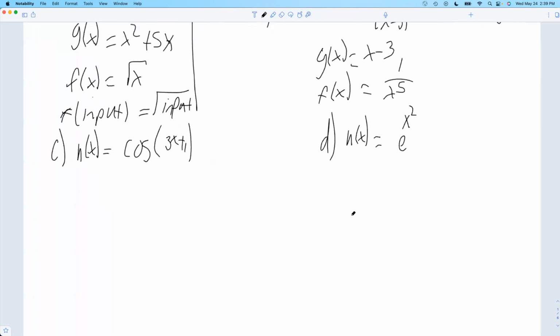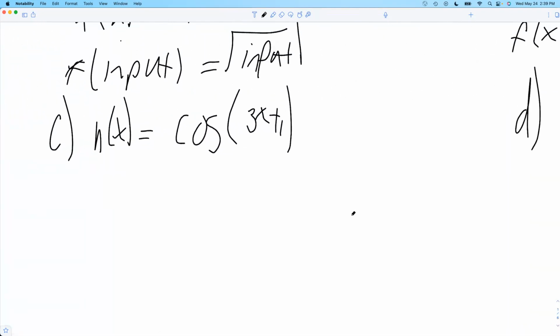Okay, let's look at these guys. I've got h of x as cosine of 3x plus 1. Who's my inside? Who's in the parentheses? The inside is 3x plus 1. And what am I doing to that? I'm taking the cosine of it.